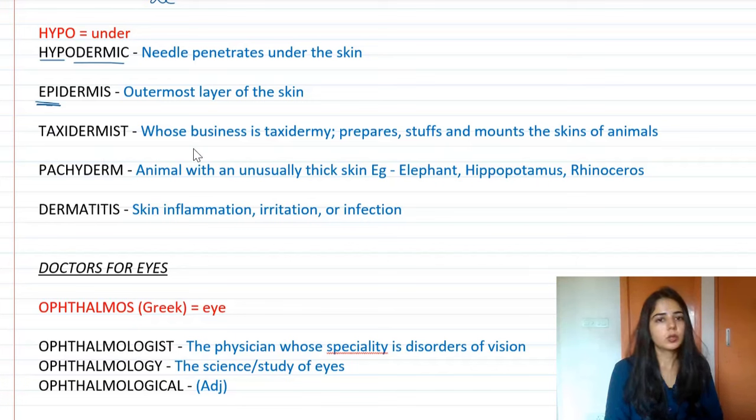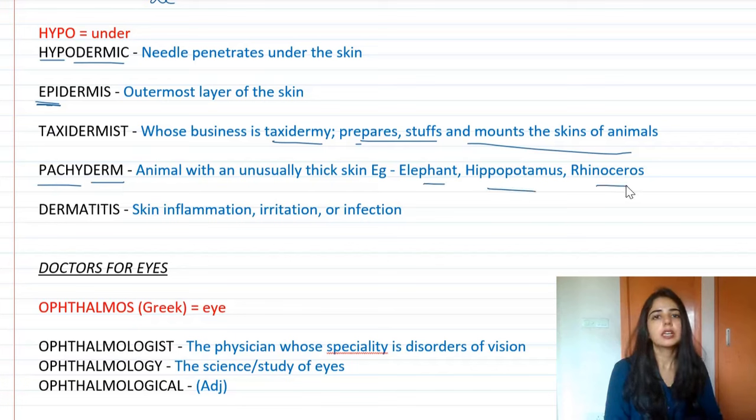Taxidermist. Someone whose business is taxidermy. And what is taxidermy? Preparing, stuffing and mounting the skin of animals. Someone who deals with the products involving skin of animals, like leather bags or anything made of fur, leather, all these things. So they prepare, stuff and mount the skin of animals. Taxidermist. Now pachyderm: an animal with an unusually thick skin. For example, elephant, hippopotamus, rhinoceros. They have very thick skin. So those animals who have thick skin are known as pachyderm.